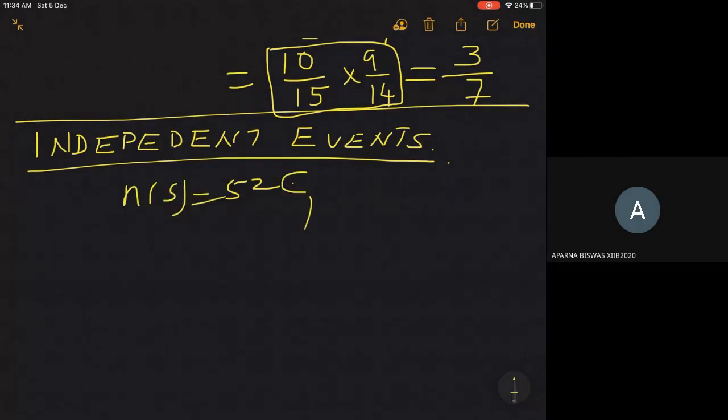From the 52 cards, if we are taking one card at random, and we are assuming that taking each card is of equally likely outcomes, we will be applying the classical definition of probability, and we are defining two events. Let E denote that the card drawn is spade.